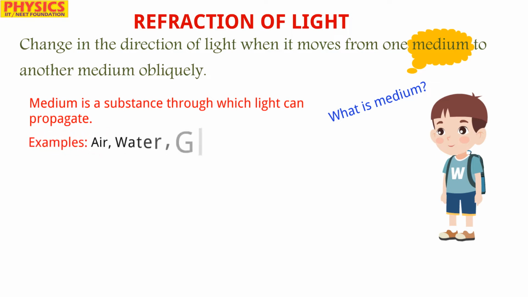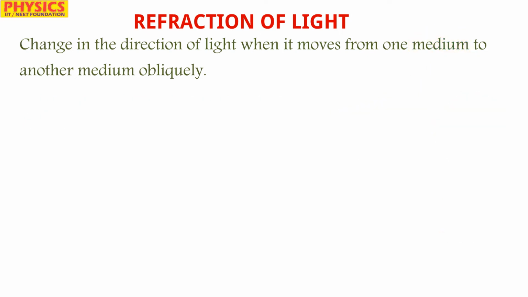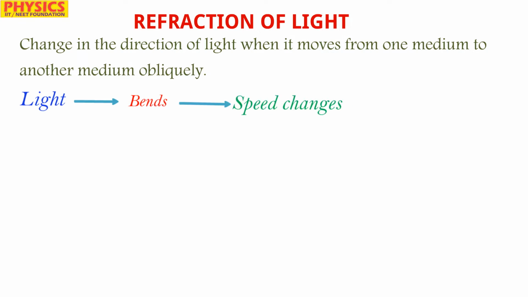Air, water, glass, fog, smoke, vacuum, oil, paper, etc. All these come under medium because light can propagate through all these substances. Clear now? Very good. When light moves from one medium to another medium, it bends because its speed changes. When light travels from one substance to another substance obliquely, then only it bends. In all cases, the speed of the light will be changing.